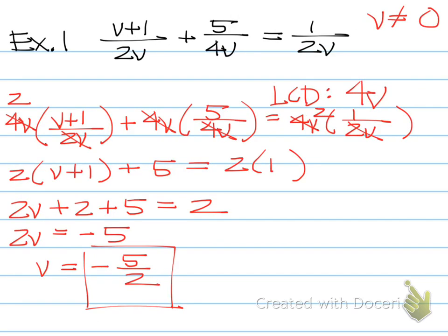Let's go back to that last problem. So you always want to make sure that your solution does not equal what you determined your variable cannot equal initially. And negative 5 over 2 is not equal to 0, so we're good to go.